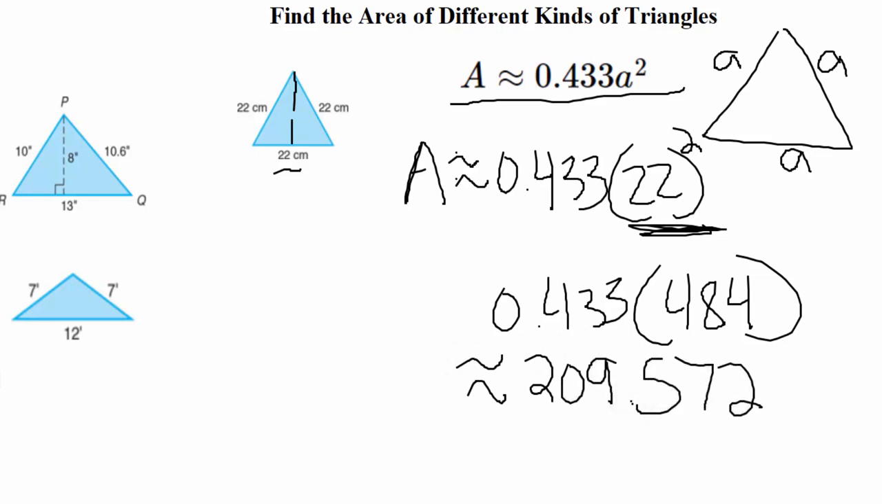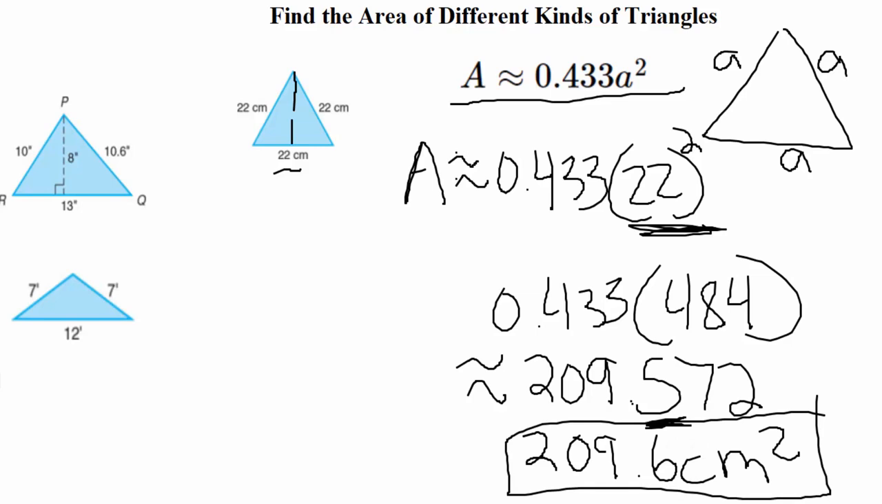209.572. Okay, so once again, depending on what you would have to round this to, I'm going to round it to the nearest tenth. So we have a 5 there, which means we would be rounding this up. So 209.6 centimeters squared for this particular problem here. All right, so as long as you have the formula, this one's pretty easy to do, right? Just plug the side in, square it, and multiply it by that decimal. So the area of this triangle, 209.6 centimeters squared.